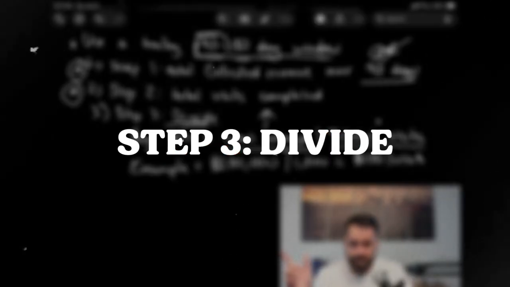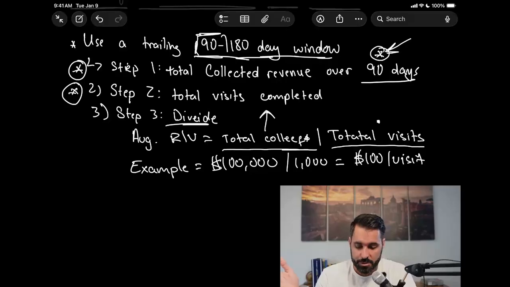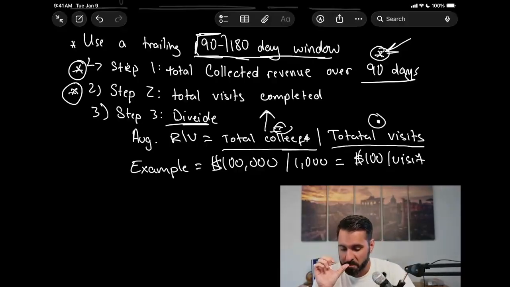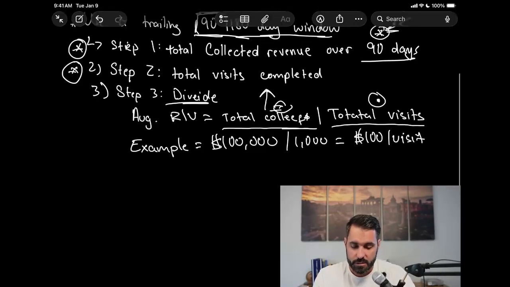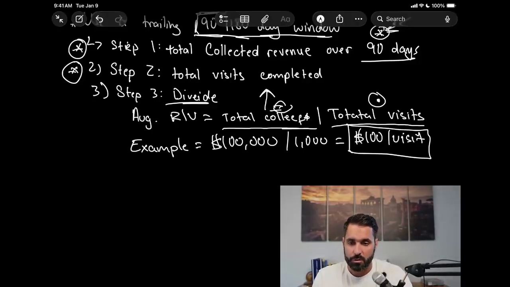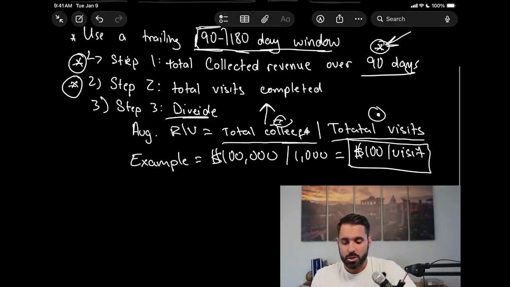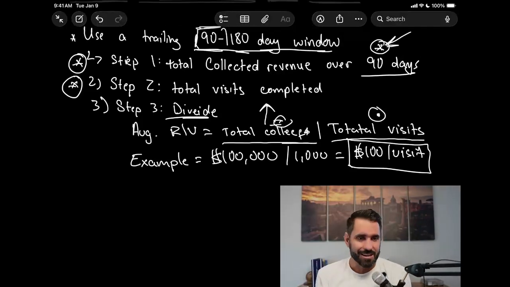Your average revenue per visit is going to be your total collected dollars divided by your total number of visits that you completed in that 90-day window. So example, if you collected $100,000 in that 90 days, you saw 1,000 visits, you are averaging $100 per visit. All right. So that is a formula. It's not a very complicated one.